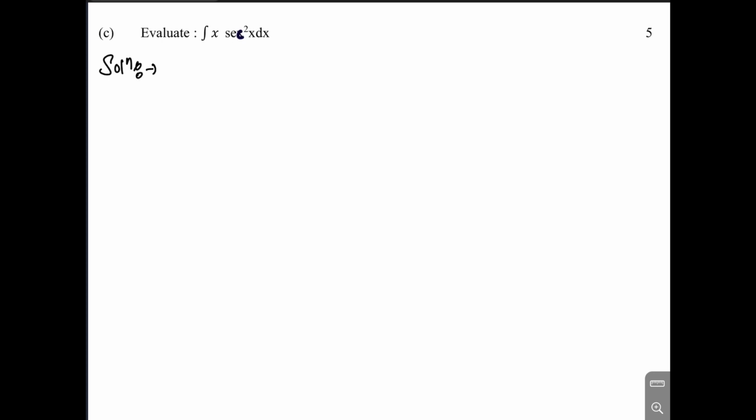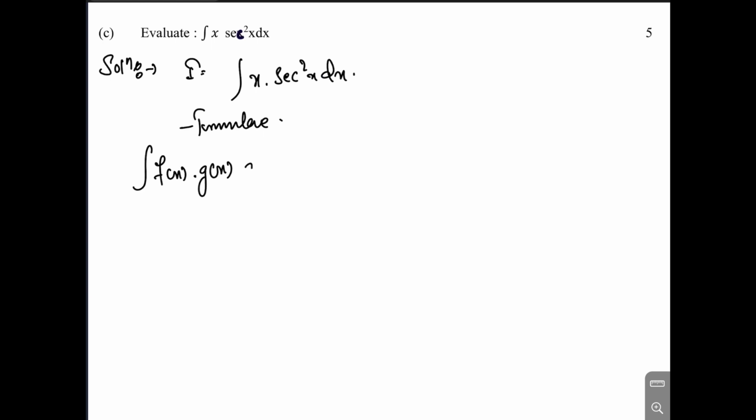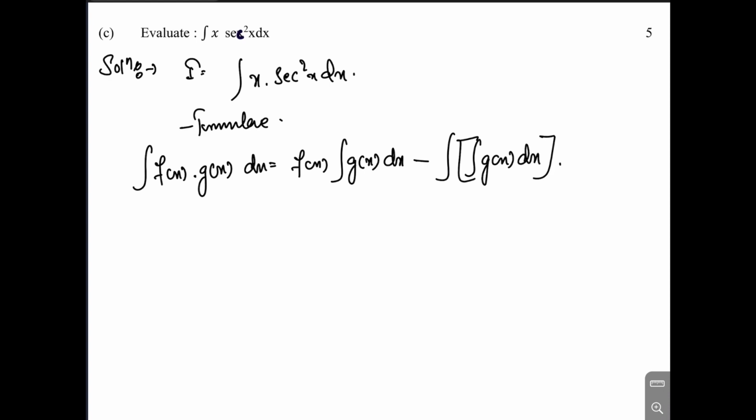Next problem, that I equals integration x into secant square x dx here. It is in the form of u into v here. So we need to use the formula. The formula is given by integration of f of x into g of x dx equals f of x, which is constant here, integration g of x dx minus integration of g of x dx into f dash of x. F dash of x is nothing but the differentiation of f of x with respect to x here.